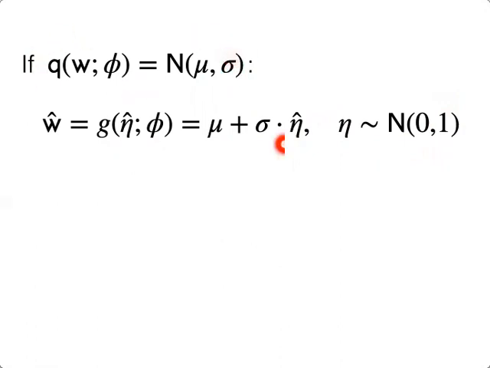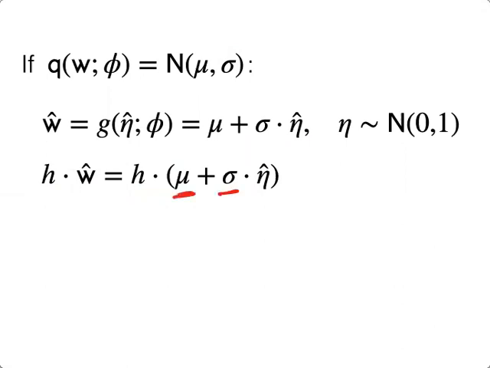And so we would write this exact equation in the neural network. That is our hidden unit times our weights. Hidden unit times our weights would simply be our hidden units times mu plus sigma times the noise variable eta. Right? And that's how you would implement it in your code. And you would take backprop with respect to mu and sigma.